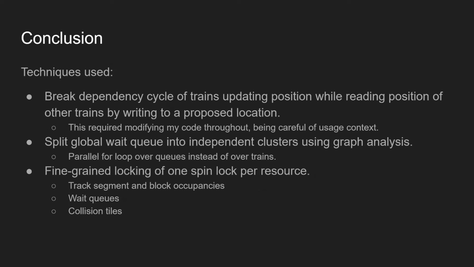I resolved these issues with a couple of different techniques. The first was to break the dependency cycle of trains updating their position while reading the position of other trains. I did this by splitting a train's position into a current location and a proposed location. This required modifications to simulation throughout, being careful to consider the context of how a position was being used.